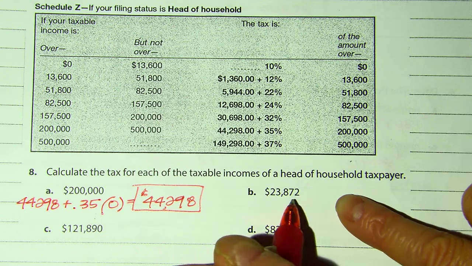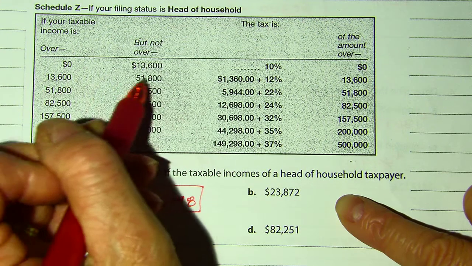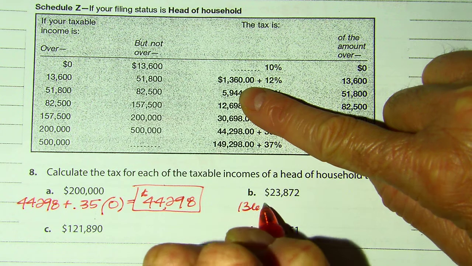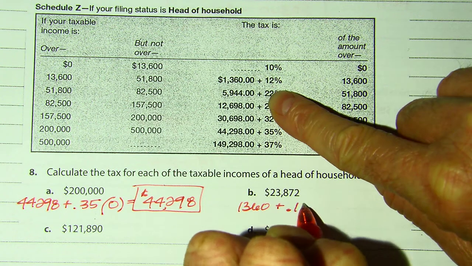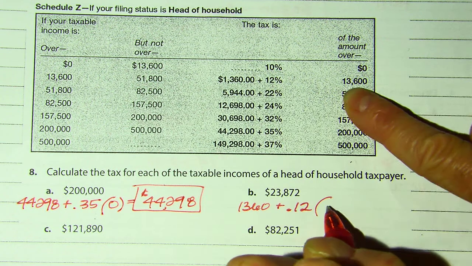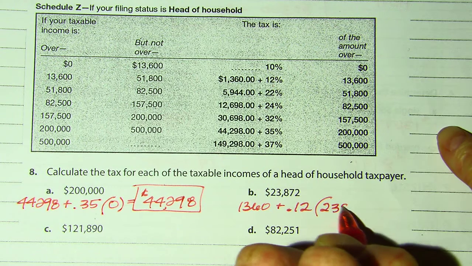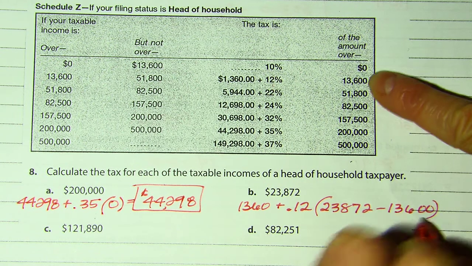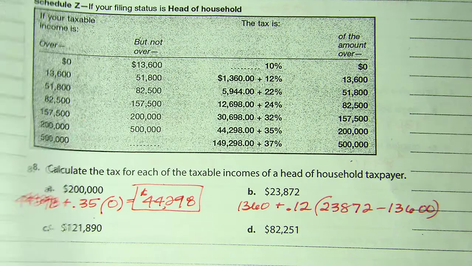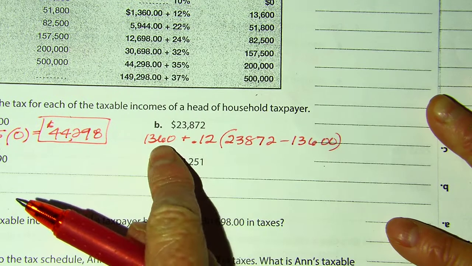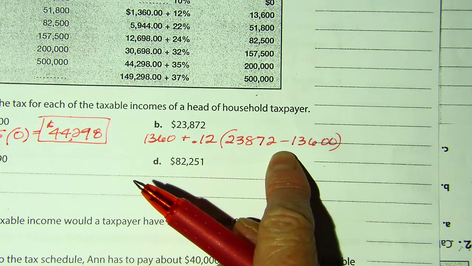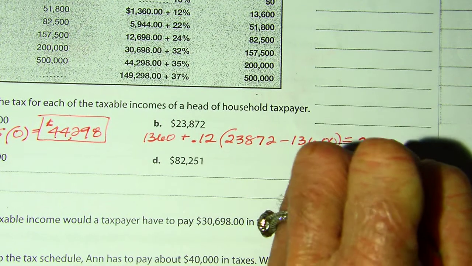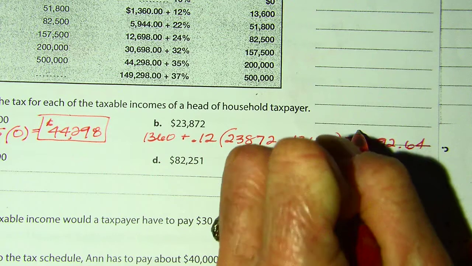Part B. So 23 is in between these two. So my tax is 1,360 plus 12% as a decimal of this amount minus the 13,600. And that is what you'd be entering because this is calculating, here's your flat rate plus 12% of the amount you're over. And that gave me $2,592.64.